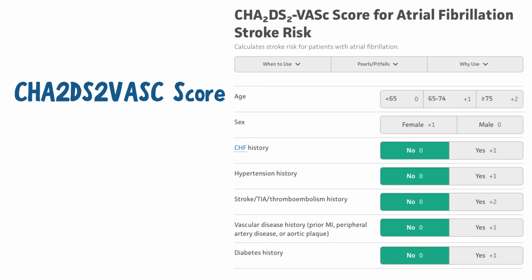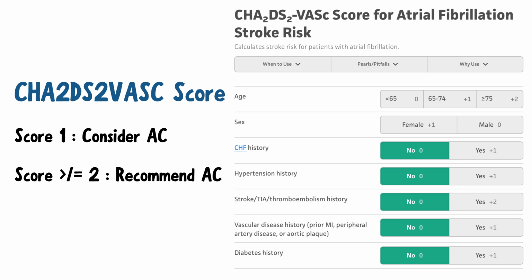CHA2DS2-VASc score stands for congestive heart failure, hypertension, age more than or equal to 75, which carries 2 points, diabetes, stroke or TIA, which carries 2 points, vascular disease, age between 65 and 74, and sex female. If the total score is 0, no anticoagulation is generally needed. For a score of 1, anticoagulation can be considered. For 2 or more points, anticoagulation is generally recommended.